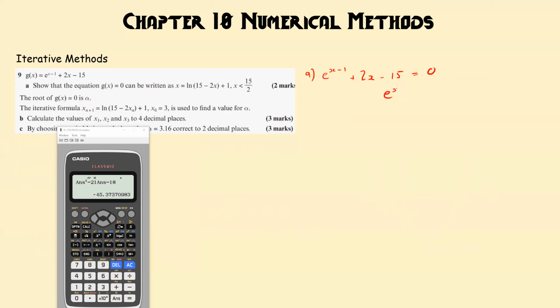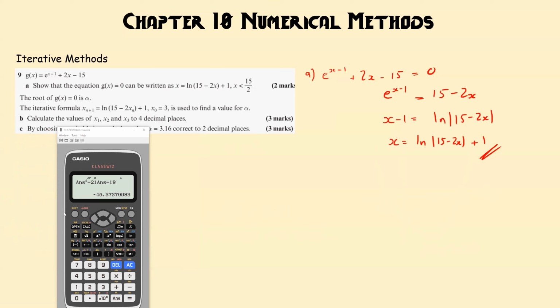So e to the x minus 1 is equal to 15 minus 2x, and that looks promising because it's what's inside the ln. I'm going to take out the e itself, or unwind that, by doing the ln of each side. So I get x minus 1 is equal to ln of 15 minus 2x, and then you can see I'm just going to add 1 to both sides. So x equals ln of 15 minus 2x, and then plus 1. And that's that. The root of g of x equals 0, sorry, is alpha, using what we've just found, the iterative formula, with x naught equals 3.